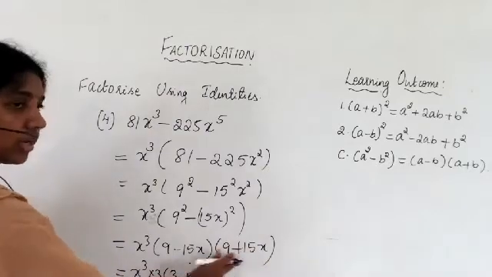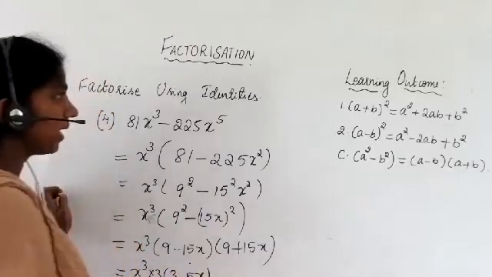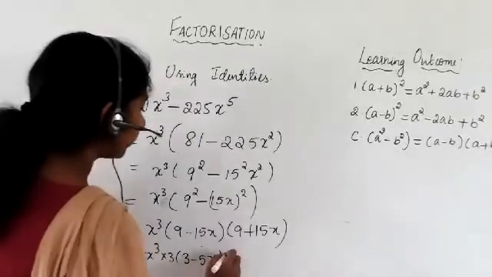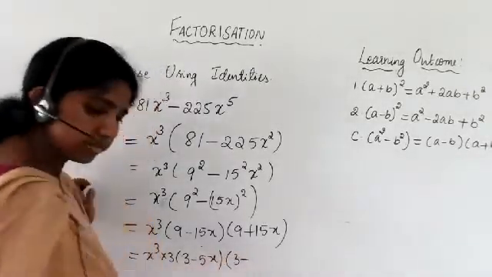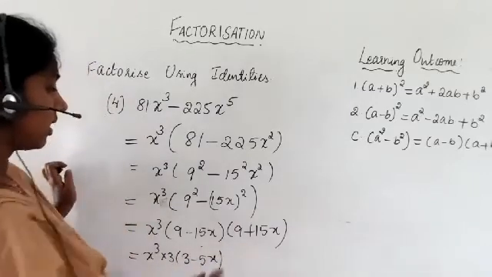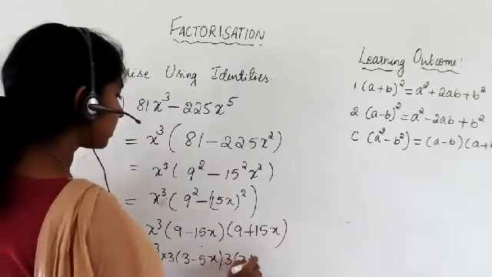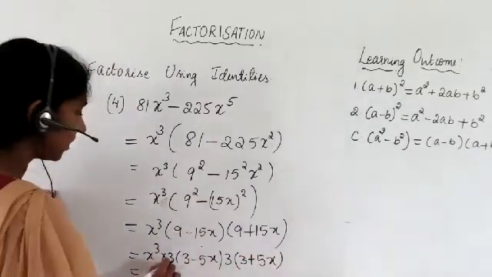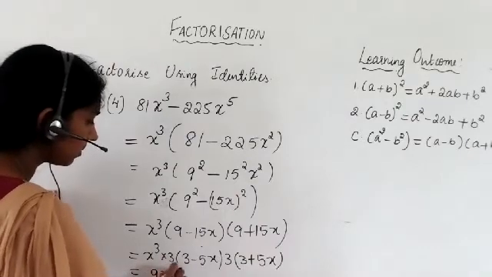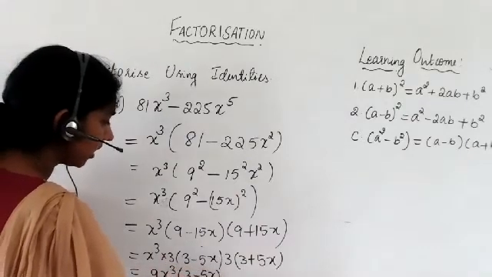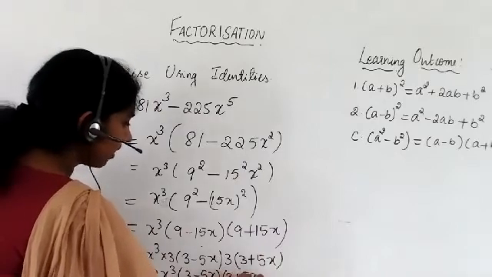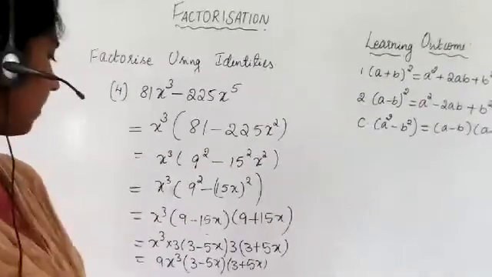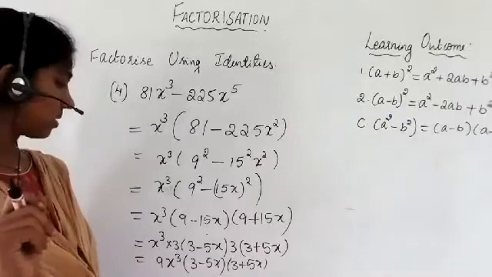Now same thing over here also. What is common there? 3 is common. So 3 plus 5x, 3 plus 5x here. So this will be 3 into 3, 9 x cube, into 3 minus 5x into 3 plus 5x. So this is the final answer.